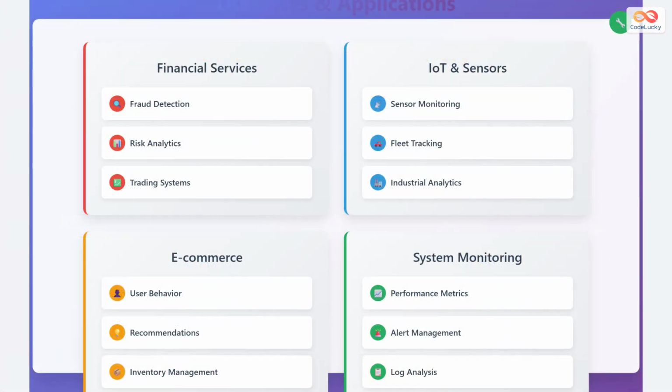Let's explore real-world use cases and applications of database streaming. In financial services, streaming is used for fraud detection, risk analytics, and trading systems. In Internet of Things and sensor networks, it's applied to sensor monitoring, fleet tracking, and industrial analytics. In e-commerce, it helps with user behavior analysis, recommendations, and inventory management. For system monitoring, it is used for performance metrics, alert management, and log analysis.